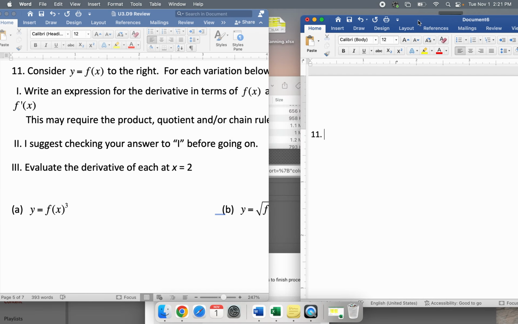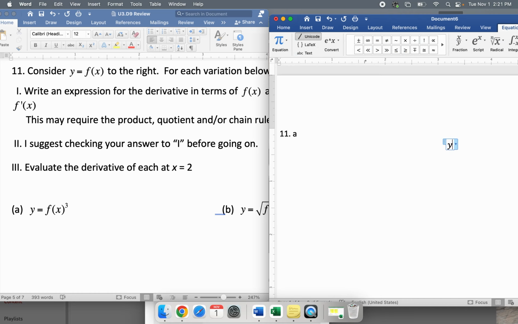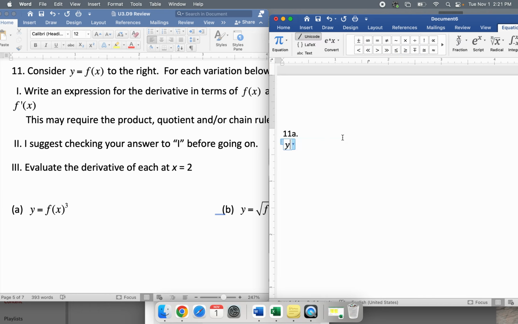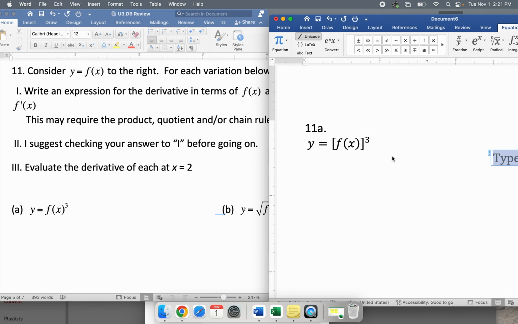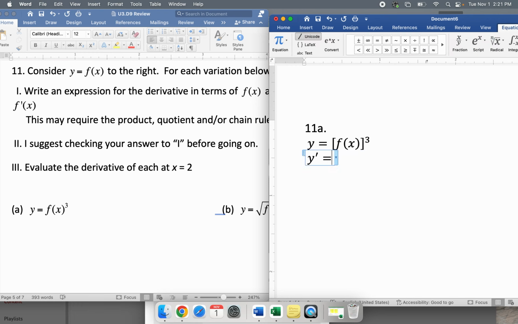11a. Let's see. Okay, so y prime. First of all, 11a, you should say to yourself that really means f of x all to the third. That's what that function really means. And so it's a chain rule problem. The outside function is blank to the third, so you get 3 blank squared.